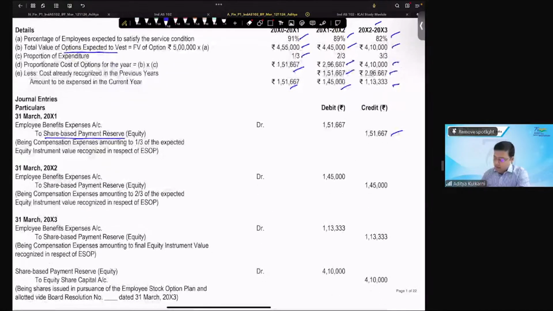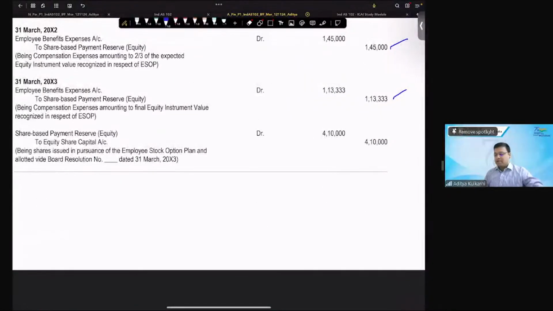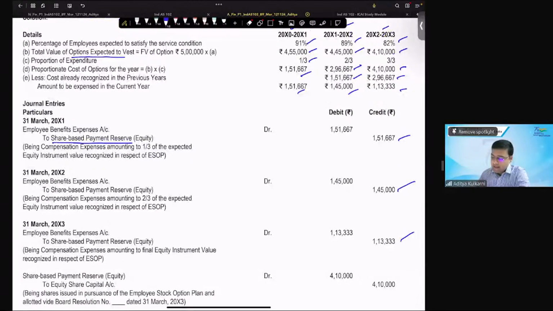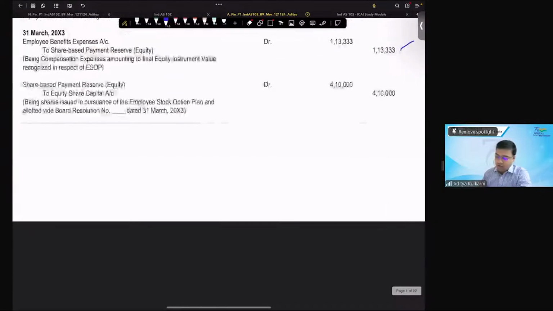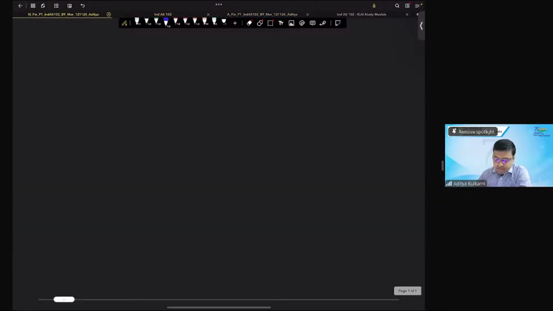Yes. So 3 years you will pass this entry. At the end of third year, they will come to exercise. At the end of March X3, all of them exercise the options. So what will the SBP reserve account balance be? Obviously the total of this, that is 4,10,000. So 4,10,000 to equity share capital, 4,10,000. Are we okay with this? Yes, sir. Okay. So that takes care of this question. Simple one.